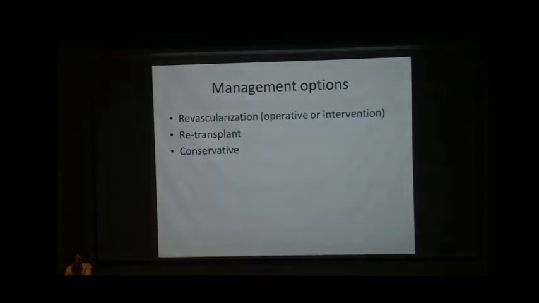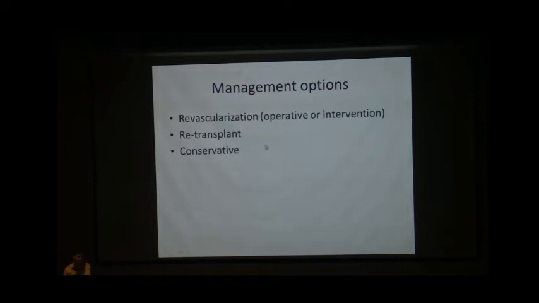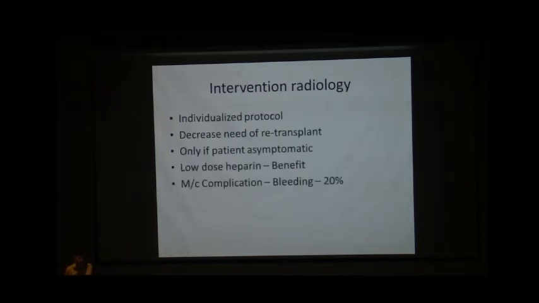Coming to the management options, once HAT has developed, this will be decided regarding the timing of HAT, whether early HAT or late HAT. There are three modalities of management. One is revascularization, either by operation or by radiological intervention, second is retransplantation, and third is the conservative modality. The type of intervention is usually decided by the timing of the development of HAT.